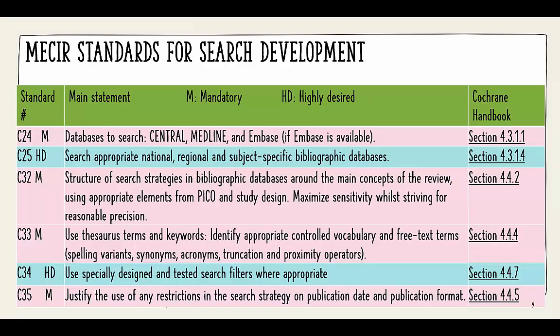And we also had, I think, a lot of questions around that. They did put in the caveat in parentheses, if Embase is available to the authors doing the searching. And so they list that as mandatory. And then the very next one is, okay, there are other databases sometimes that are important, and we're going to talk through that. Then we have a standard on how you structure it. And then one saying, if there are thesaurus terms, you need to combine those with keywords. It's highly desired to look at search filters and then justify the use of restrictions or limits to the search.